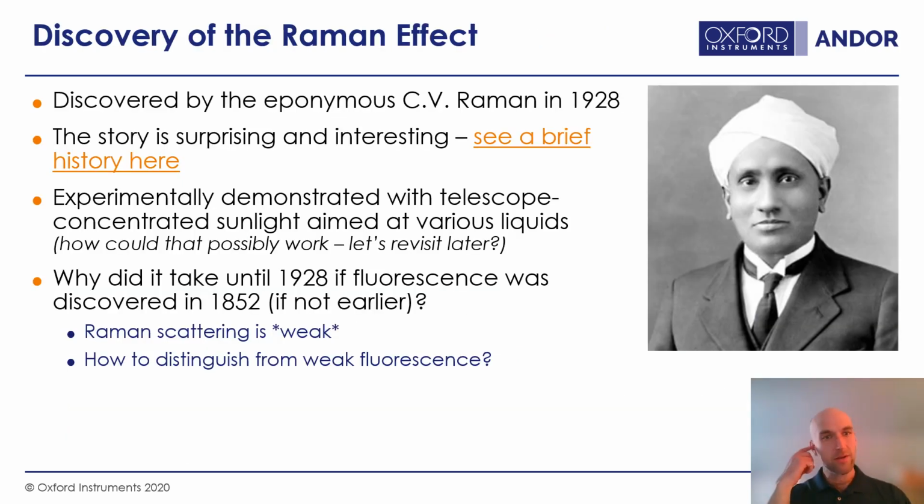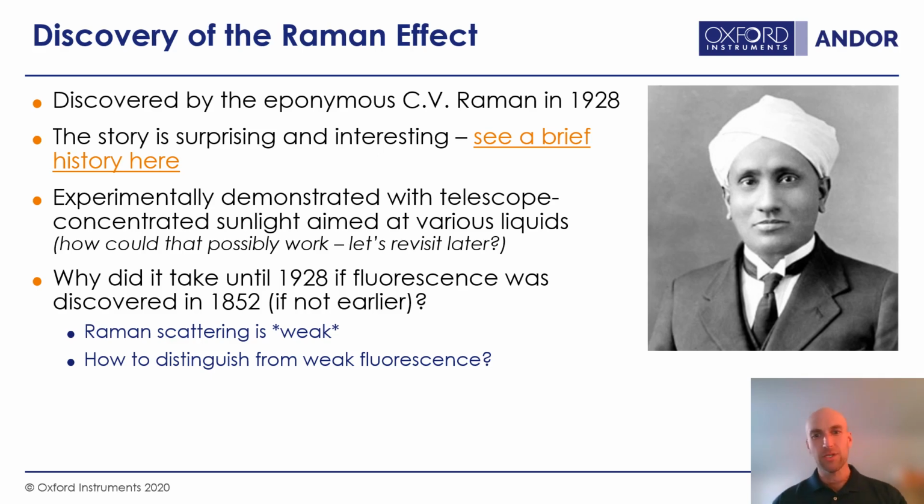So just a quick overview of the origin of the Raman effect. The eponymous CV Raman here, pictured in 1928, or was discovered in 1928. I imagine this was pictured sometime after that. The story is surprising and interesting, full of twists and turns, and I've linked a brief history here. Hopefully you have some access to the original slides so you can see the link. So he experimentally demonstrated it using not a laser, because of course he's doing this in 1928, long before lasers are available or even a twinkle in someone's eye. But he used a telescope concentrating sunlight aimed at various liquids. And now my question, of course, is how could that possibly work? We'll revisit that later.